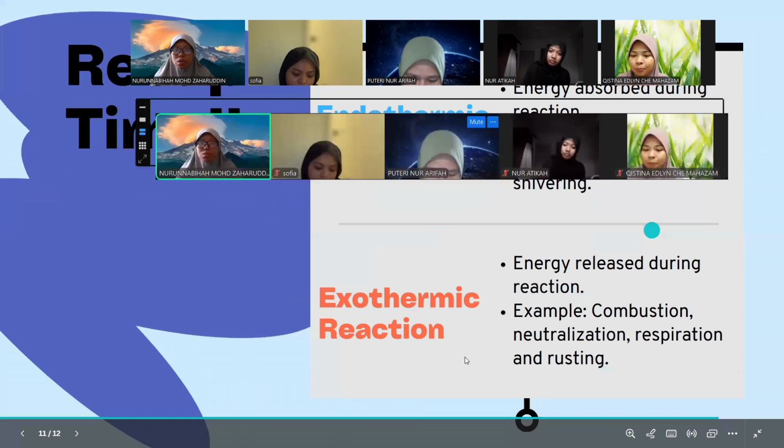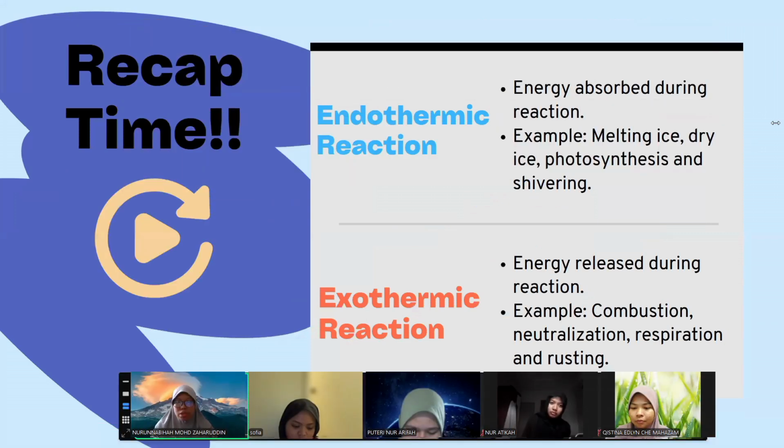Let's recap what we learned today. We have endothermic and exothermic reactions. Endothermic reaction is heat energy absorbed during the reaction. Examples that I gave are melting ice, dry ice, photosynthesis, and also shivering. Exothermic reaction is energy released during the reaction, for example combustion, neutralization, respiration, and also rusting.